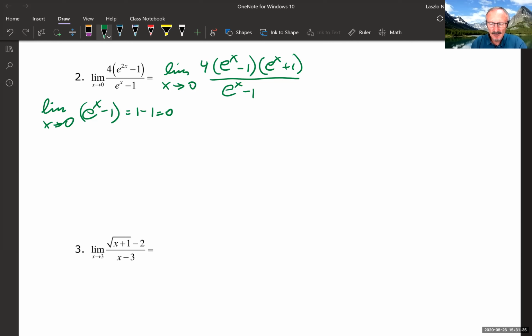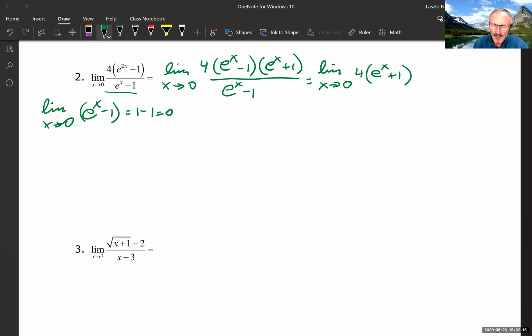And we can cancel out the common factors. And so we're talking about one of those functions where they are identical everywhere except at x equals 0. The original function is right here, and the function that behaves exactly the same way everywhere else except at x equals 0 is going to be the limit as x approaches 0. So we cancel out the e to the x minus 1 factors, so that function that behaves the same way except at x equals 0 is 4 times the quantity of e to the x plus 1.